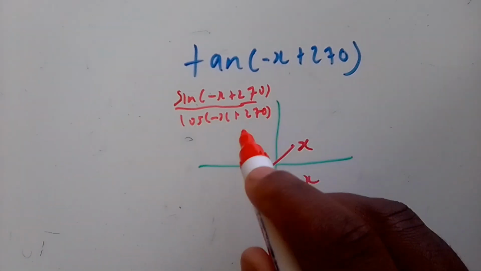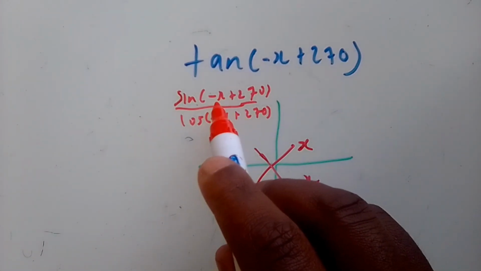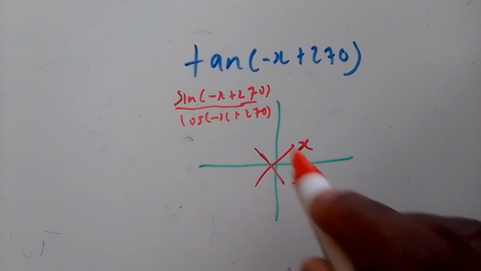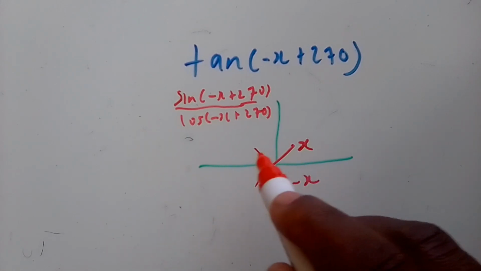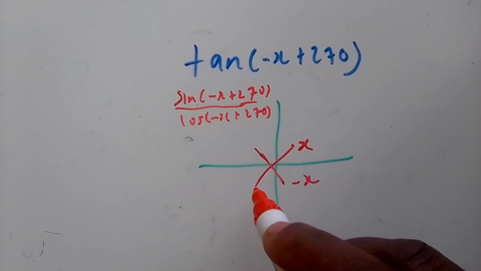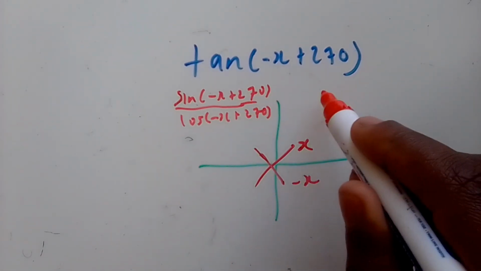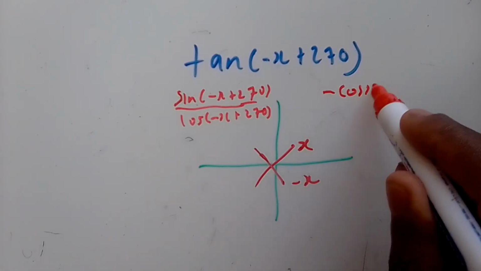Now notice that this minus x means that we have to start here. So we have to move 270 degrees forwards. So it's going to be 90, 180, 270. So here, sine is negative, but because there is 270, it's going to change to cos. So we now have negative cos.